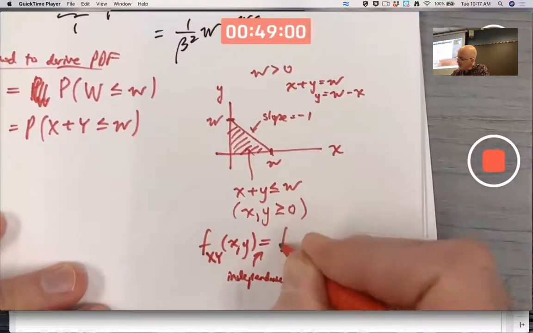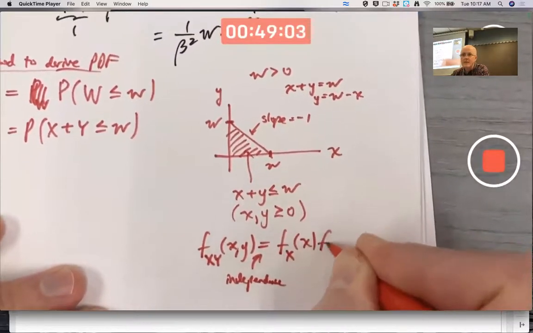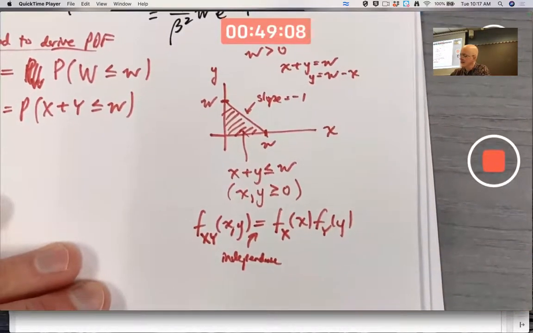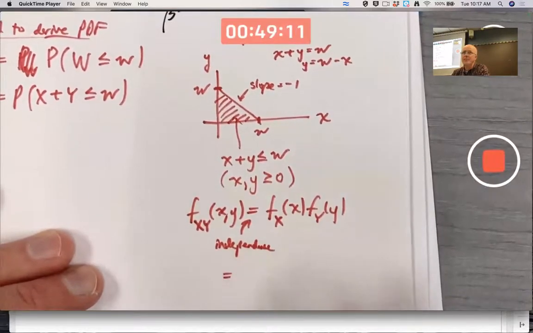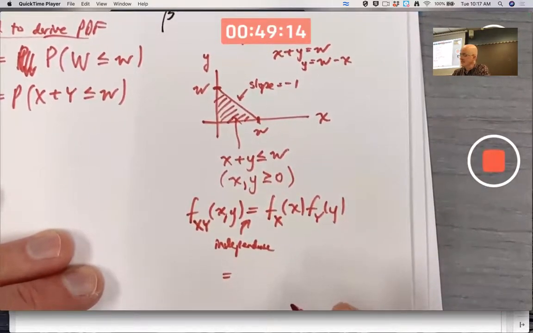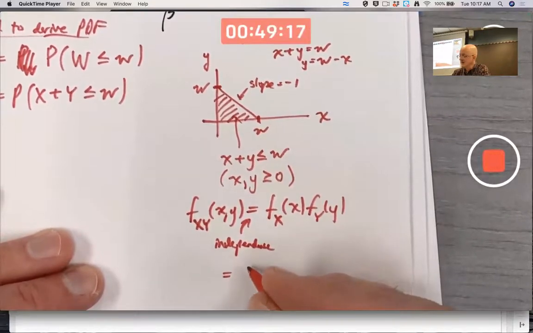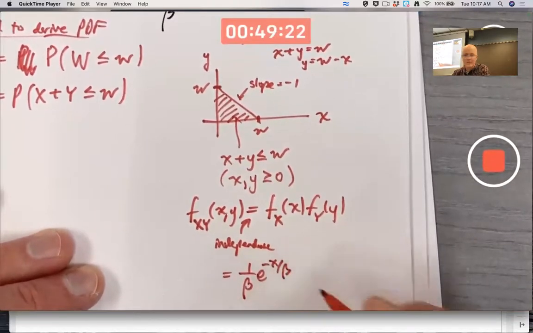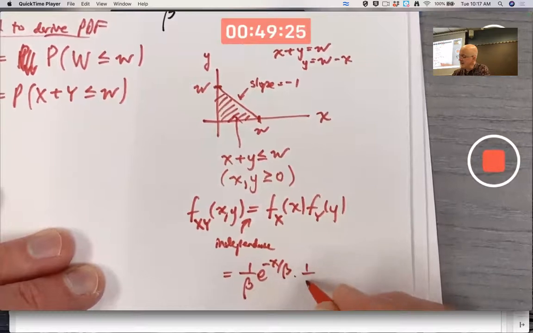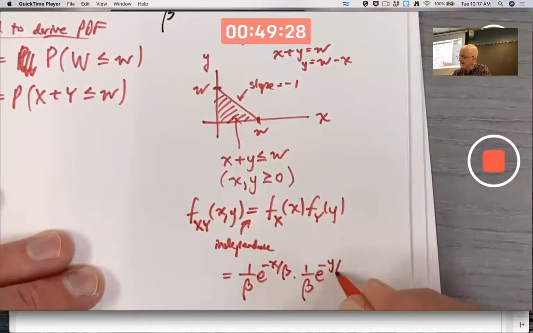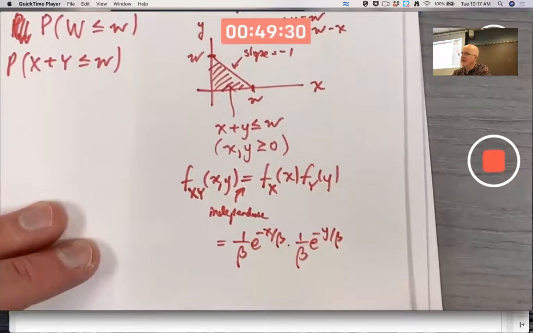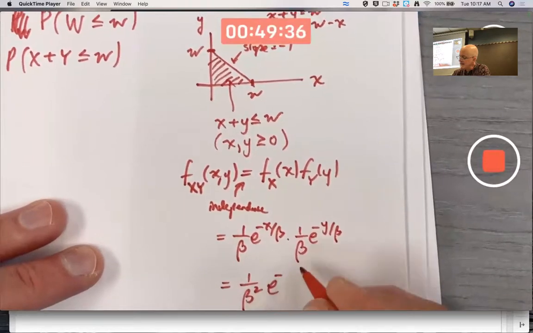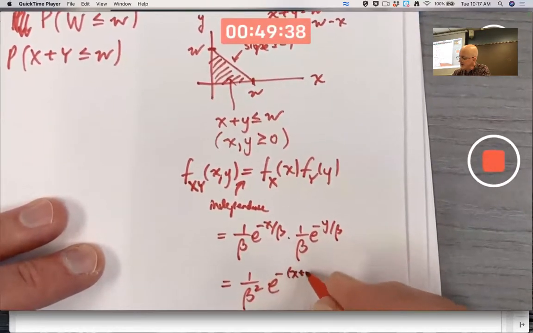This will be the product of the marginal densities of X and Y individually. What are those? You've got to look it up in the table again: exponentials with mean beta. I hope you maybe even remember it without looking it up. It's this for X and the same kind of thing for Y, except with a Y. And so the joint density is 1 over beta squared, e to the negative (x plus y) over beta, if you like.